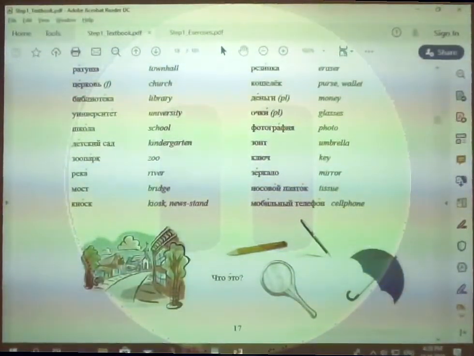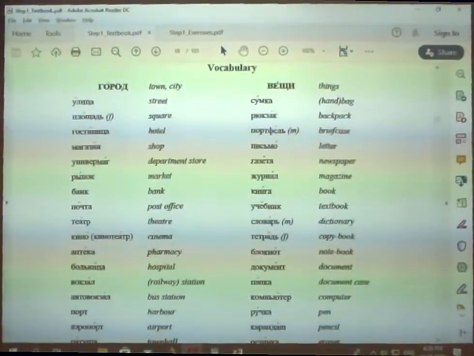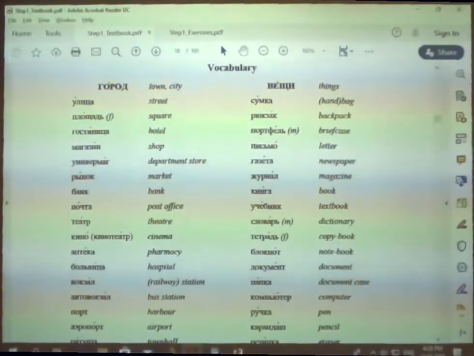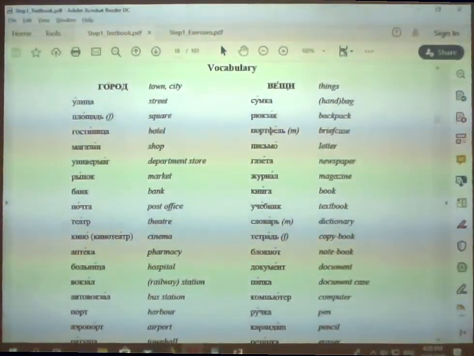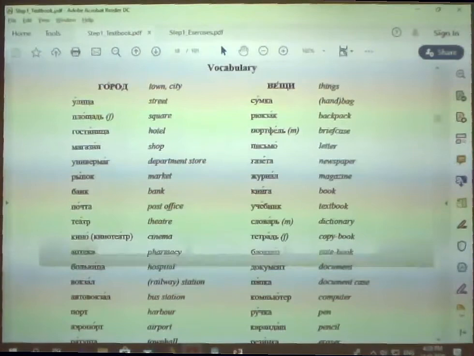textbook учебник страница 17. You have many different words here, so feel free to use any words that you find on this page to practice.